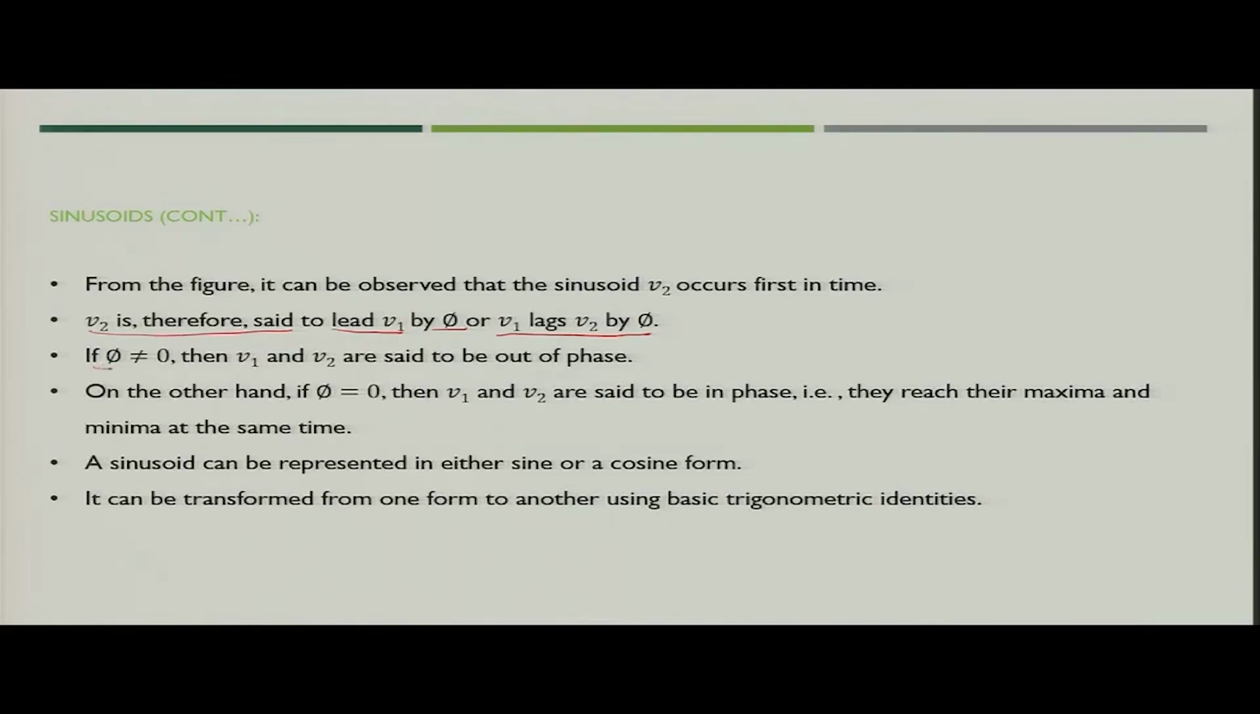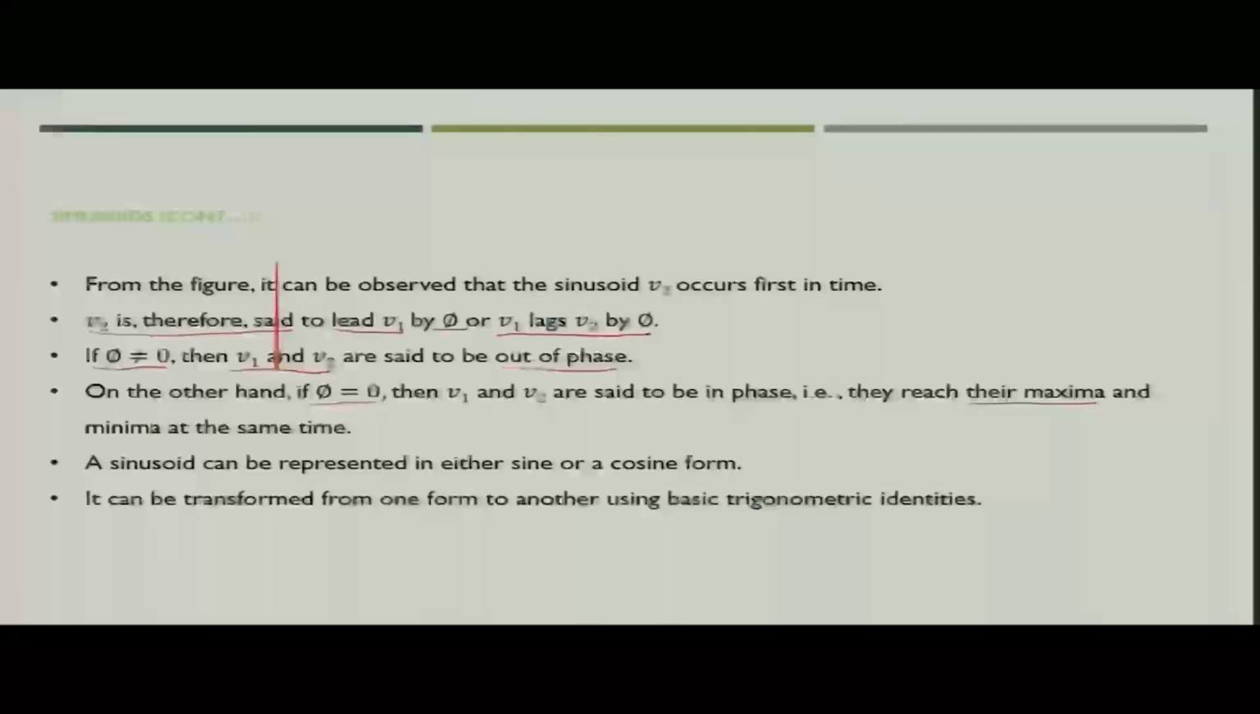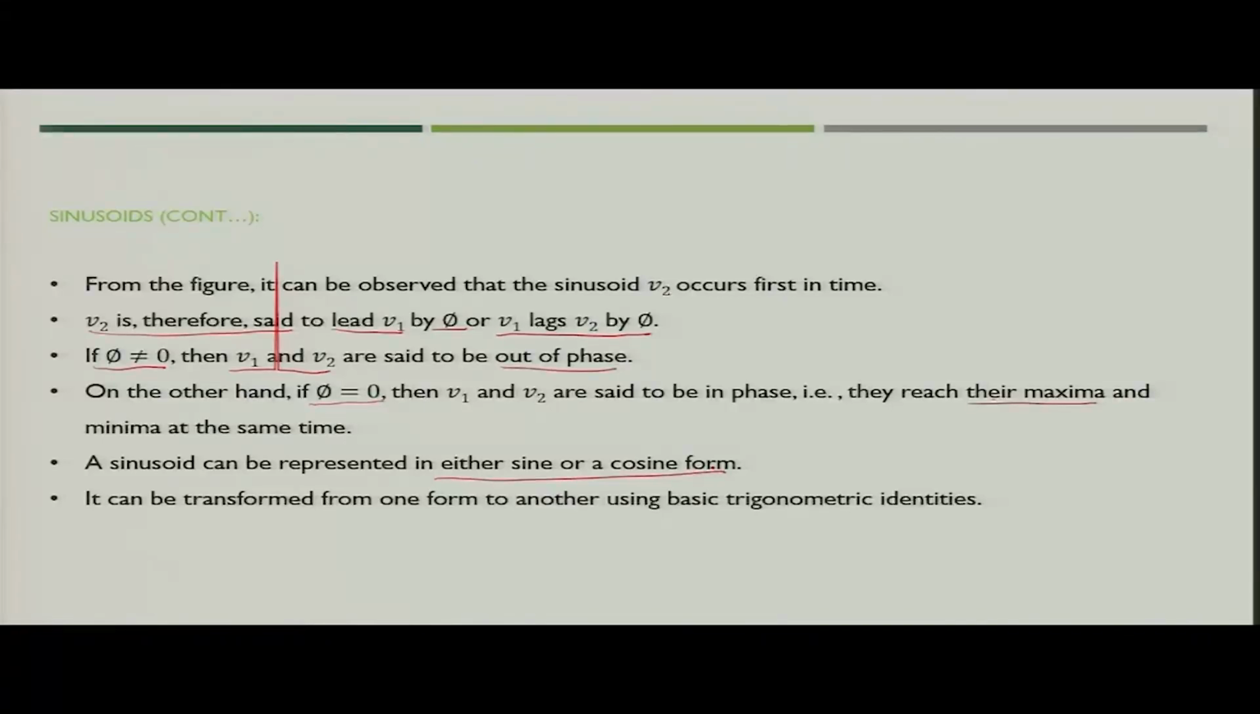Now, if angle phi is not equal to 0, that means voltage V1 and V2 are out of phase. If we make phi equal to 0, then the voltage V1 and voltage V2 waveforms will coincide and they will reach their maxima and minima at the same time. So, this phase difference defines how two waveforms are out of phase with each other. Now, a sinusoid can be represented in either sine or cosine form, and it can be transformed from one form to the other using trigonometric identities.